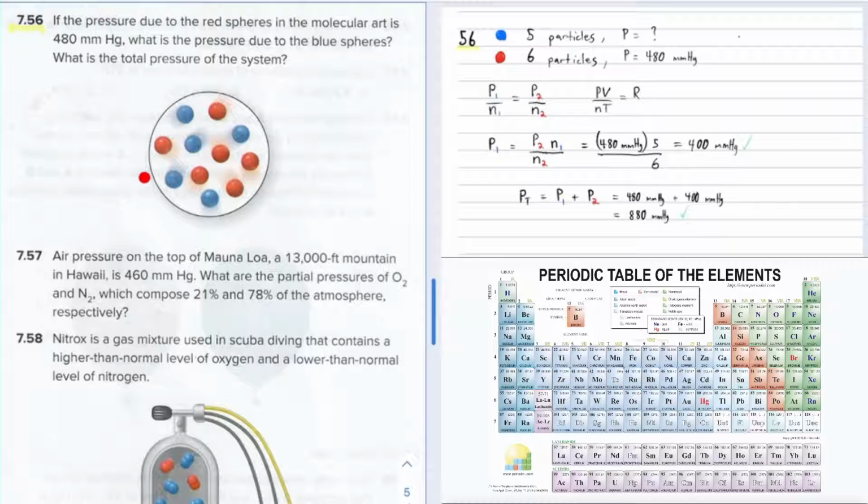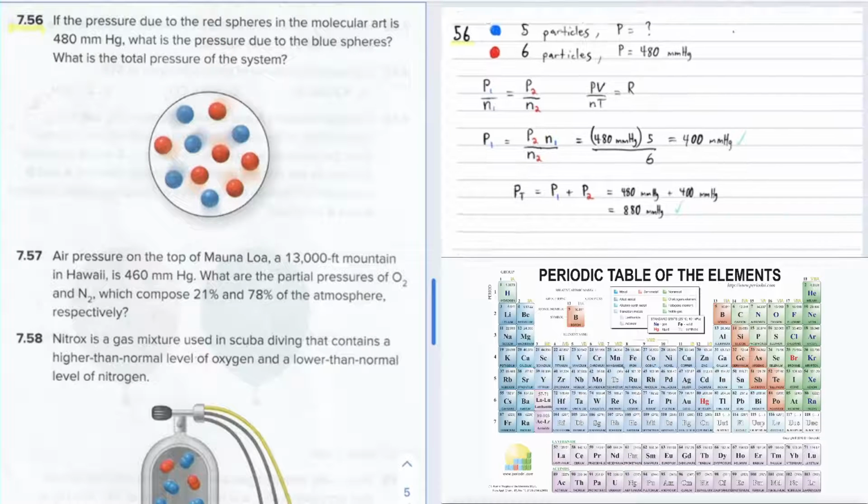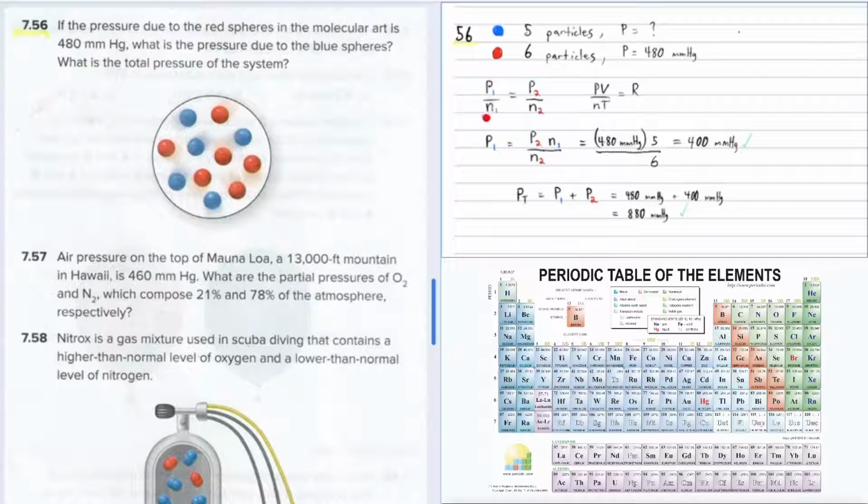So we have information about the number of particles, and we're also asked about the pressure. So pressures and the number of particles, here is the gas law that we're going to need. This can be deduced from the ideal gas law. Assuming the volume and temperature are constant, you can move those to the other side of the equation, and you're left with P over N equals a constant. If that doesn't make sense, take my word for it, or study in the book.